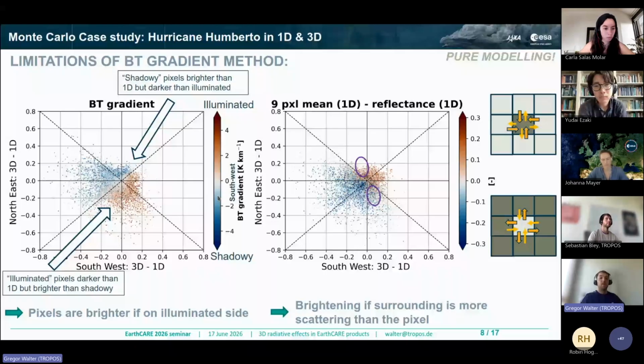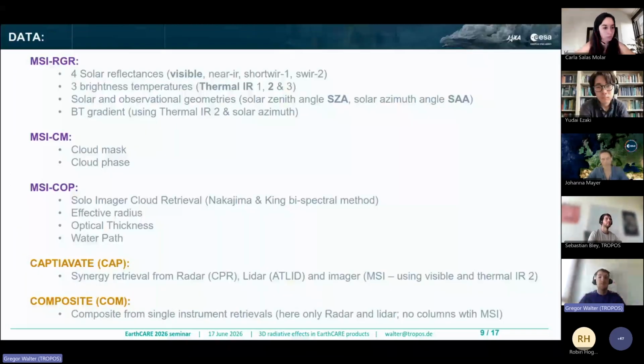Now we have a look at the observations. So what is the impact on the EarthCARE retrievals? And we use here as data the MSI products in the level 1, the RGR with 4 solar reflectances, 3 brightness temperature gradients, also the solar observational geometries, and calculate from that the brightness temperature gradient. And we also use cloud phase and the optical properties from the COP product.